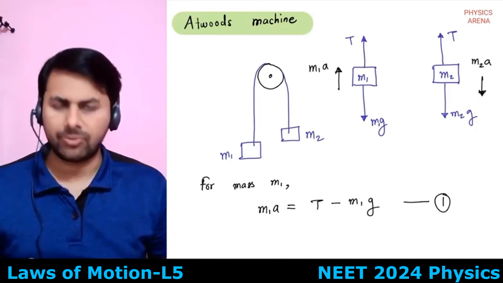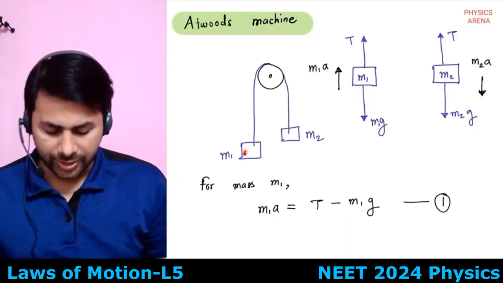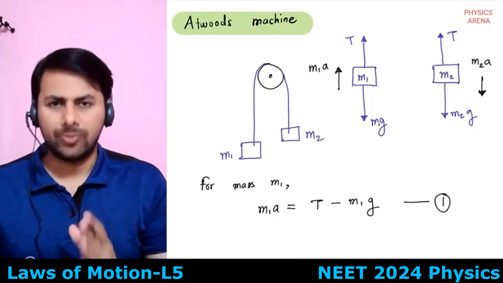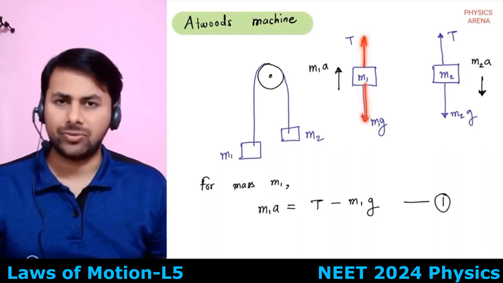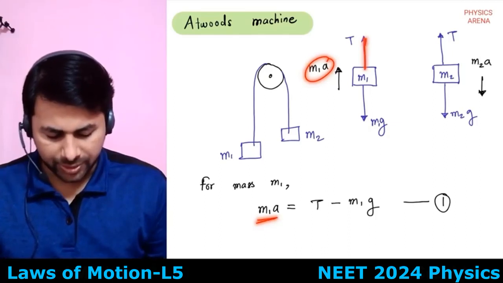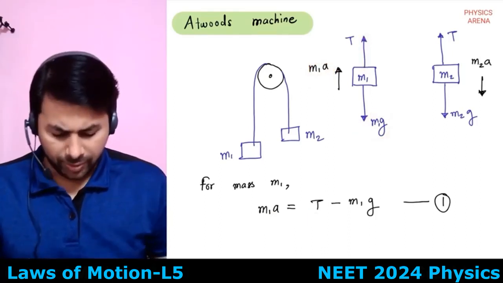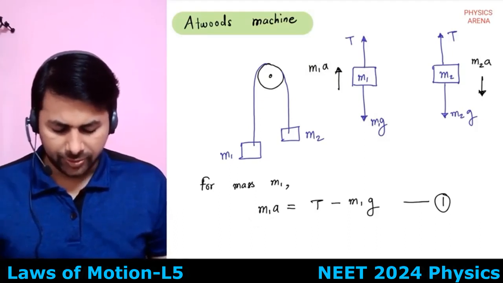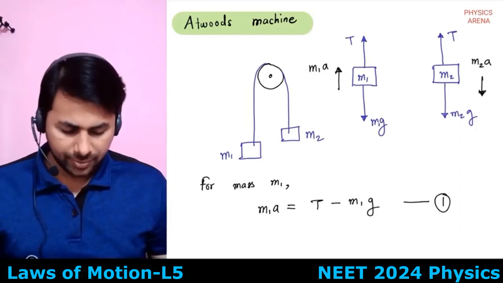Suppose it goes up with acceleration a. Therefore the net force on M1 is the net upward force minus the net downward force. The force is M1 into a, the upward force is T, the downward force is M1 into g, and therefore M1 into a equals T minus M1 into g.